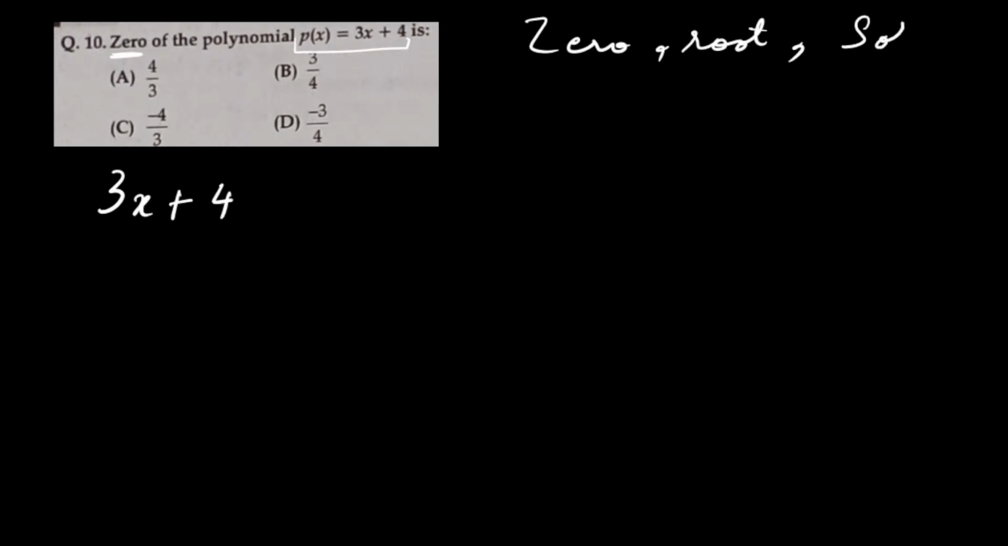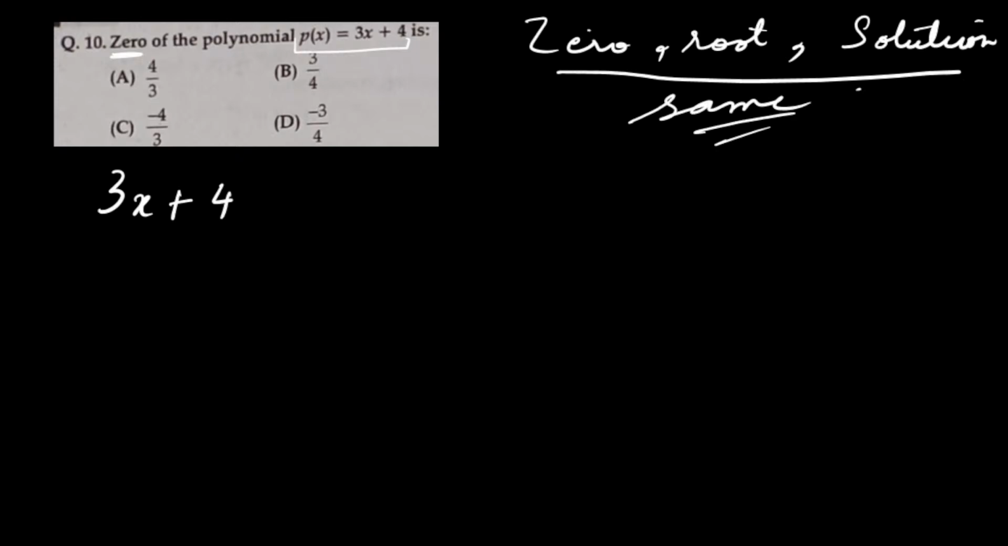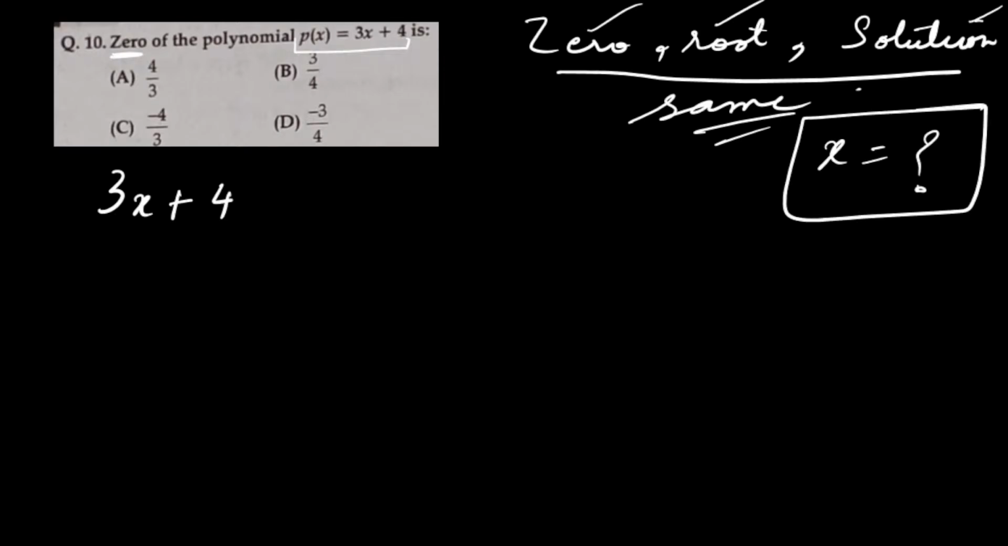Now what is the polynomial given to us? 3x plus 4. We have to find its zero. When you say the word zero, zero, root and solution, all three words are the same. If you see any of the words zero, root or solution, that means the same thing. That means we have to find the value of x, the value of the variable. Nikita has already given the answer minus 4 by 3.